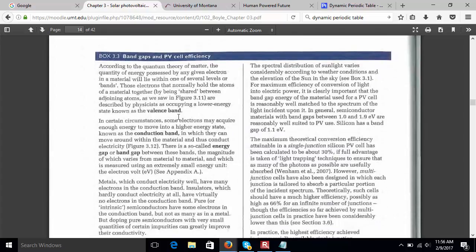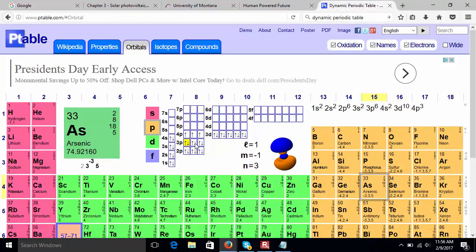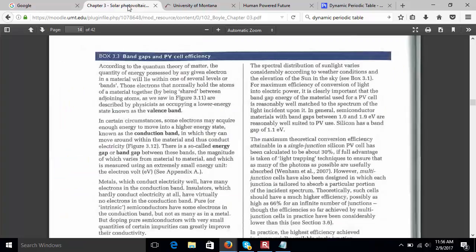Okay, so these are a few things to keep in mind. The valence band, that's that lower energy state. Those are these lower energy electrons down here, this so-called valence band. The conduction band is the higher energy level, and then the energy gap, or the band gap, is just the difference between the two. It's the amount of energy that jumped from the valence up into the conduction. So as it's mentioned here, metals have many electrons in the conduction band. Insulators have none. Semiconductors, a little above.